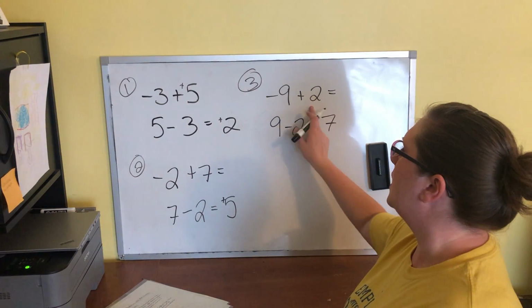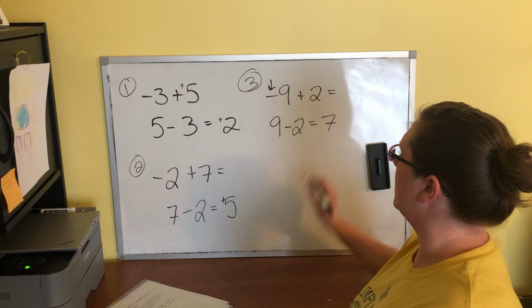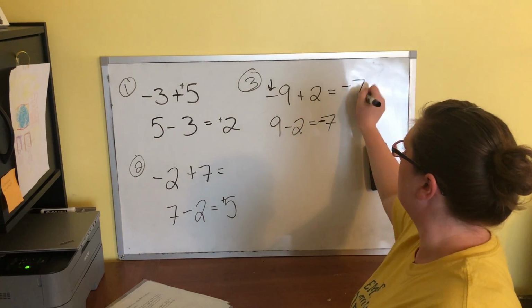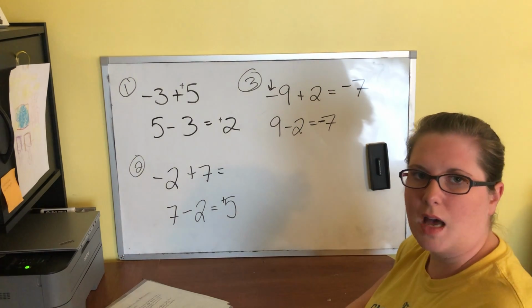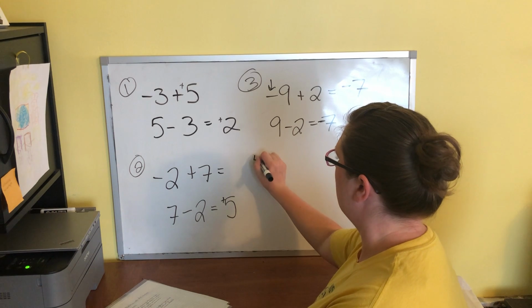Now, what number was larger? The 9. And what's its sign? Well, this was a negative sign. So that means our answer is -7. So I hope that's kind of making sense. Okay, -7. Let's look at another one.